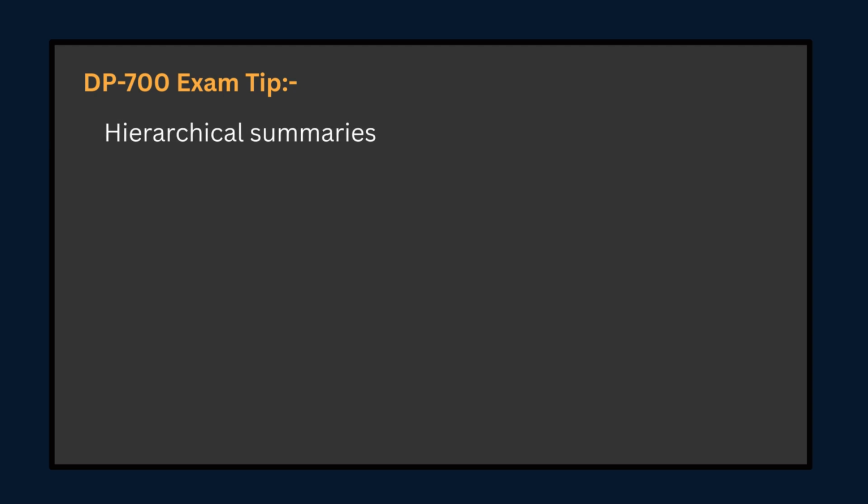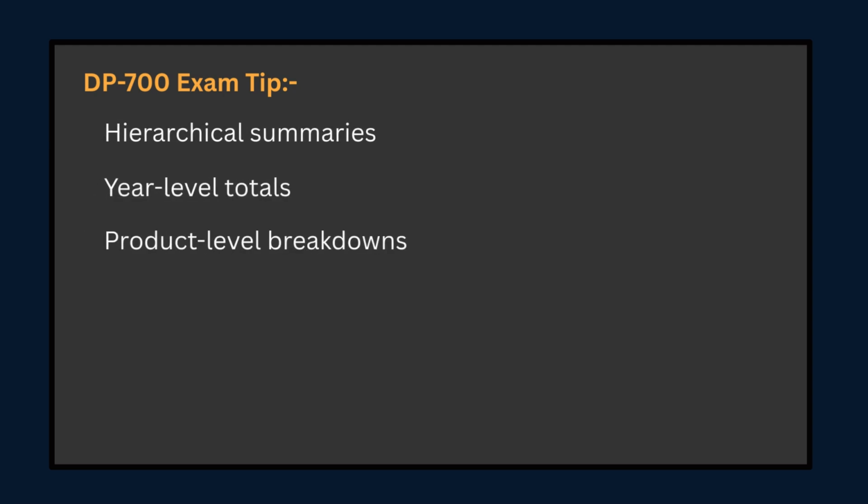That's it. Before we finish, here's a powerful DP-700 exam tip. If the question mentions hierarchical summaries, year-level totals, product-level breakdowns, your brain should immediately think rollup. Remember this. Cube is for all combinations.